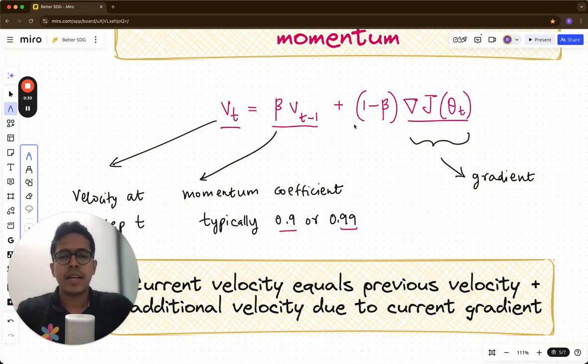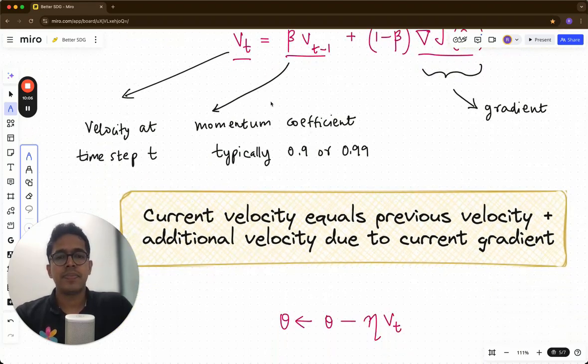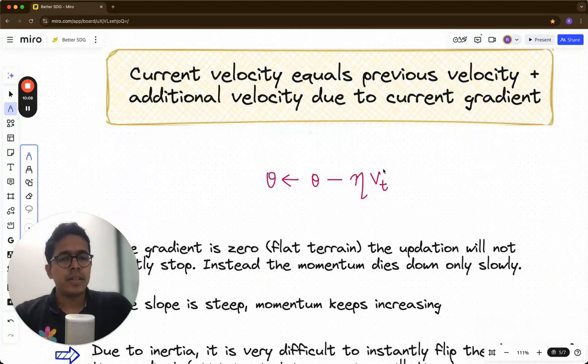And how is that being implemented? Don't worry if you don't understand what this V t minus 1 is, you will come to know that. But just understand this much: the velocity at a given point is calculated such that it is almost equal to the previous velocity, but there is a minor 1 minus beta term. So if beta is 0.99, 1 minus beta is 0.01, so 0.01 times the gradient. This is the velocity term. Now, what are we doing with this velocity term?